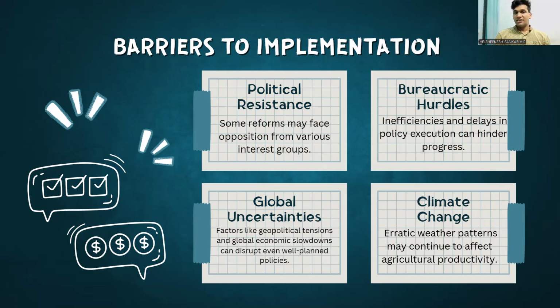Similarly, global uncertainties. Every time there is a global geopolitical issue happening, or some other intervention, some terrorist attack, every time something is happening, right? And climate change. Nowadays, we cannot even predict the weather rightly. So, agriculture productivity is being affected mainly.